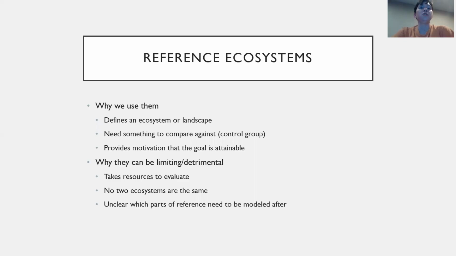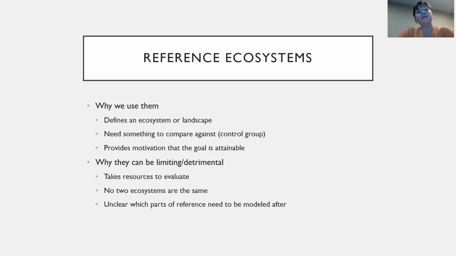On to module 3. Reference ecosystems are extremely important to restorations as they define an ecosystem or a landscape. And in every experiment, you need a control group, and these provide something to compare the restored site against. And they also provide motivation that the goal for the restored site is attainable as it does currently exist, so you can make it.